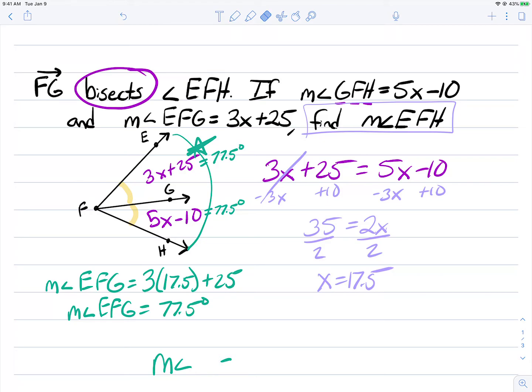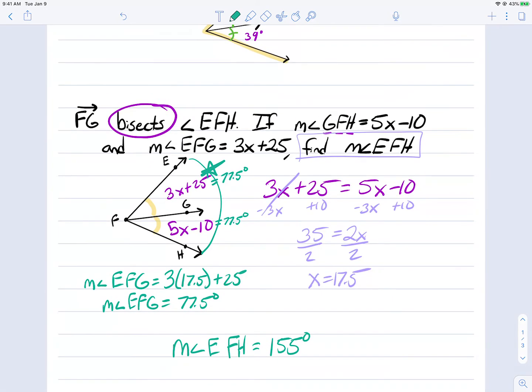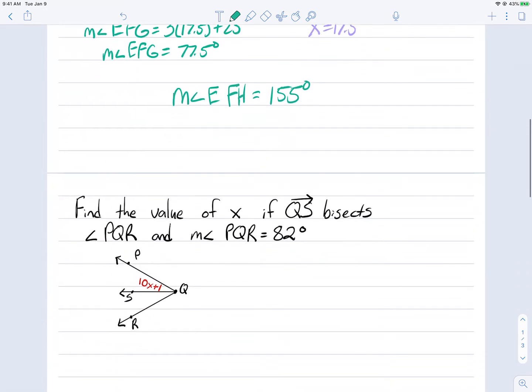oh, wrong, the measure of angle EFH is going to be 155 degrees. Okay, one more problem.